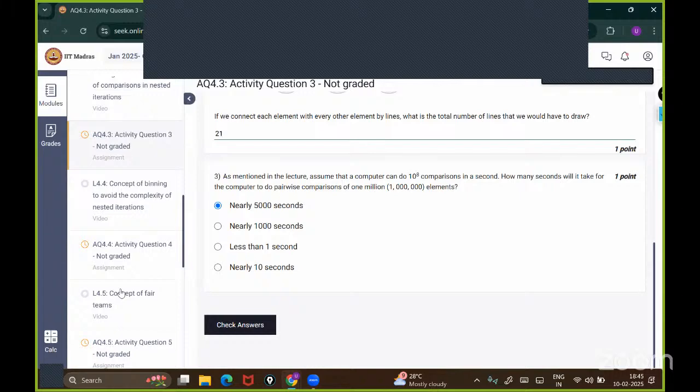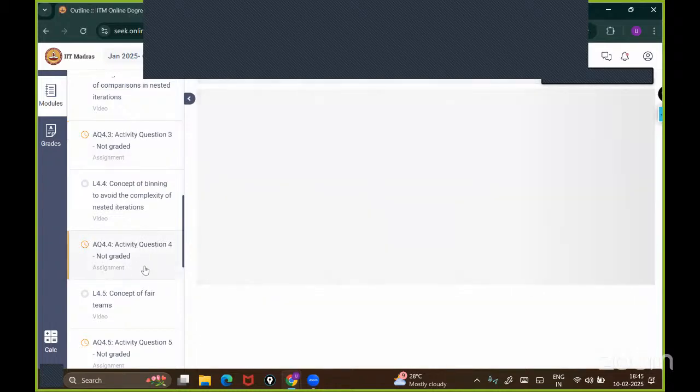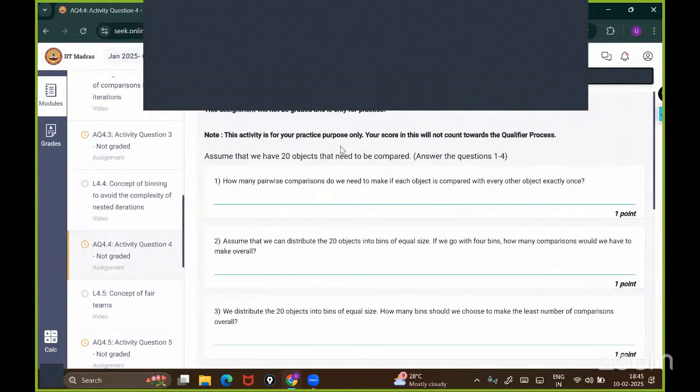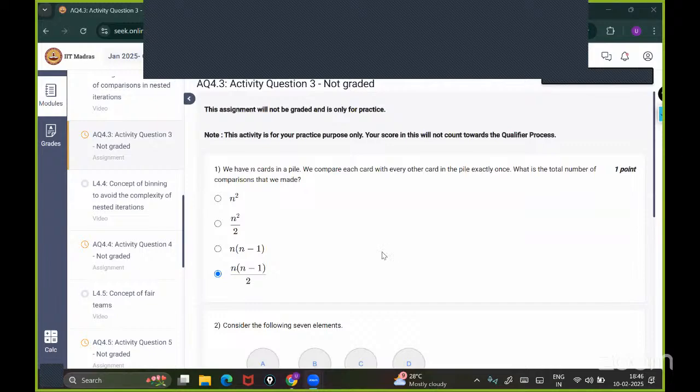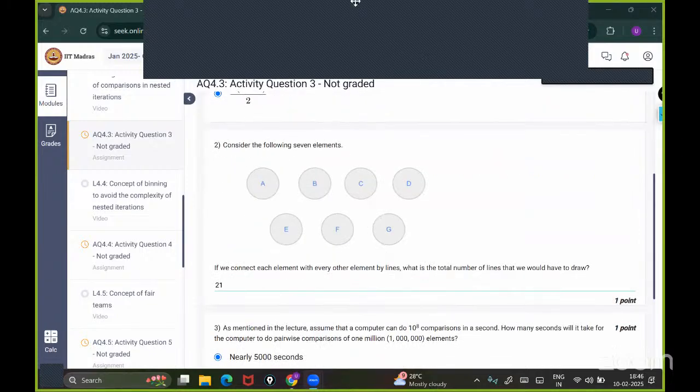Do you have any doubts so far, people? No. All right, so now moving ahead with 4.4. Assume that we have 20 objects that need to be compared. How many pairwise comparisons do we need? 4.3 question number 2. 190. Okay, so you don't understand this question? I'll just tell you then.